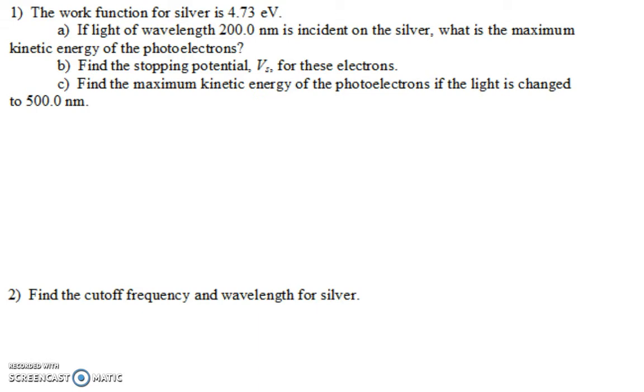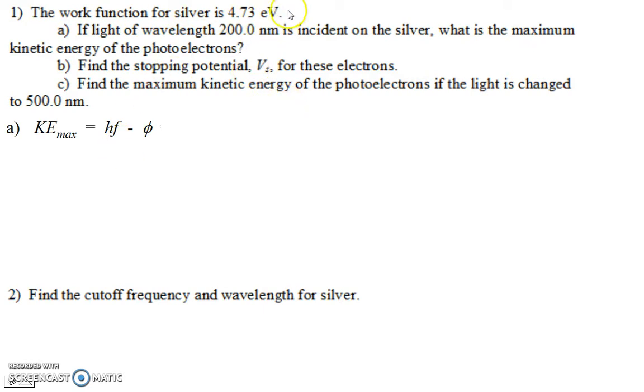Okay, so we only have a couple of equations to work with here. We're finding the maximum kinetic energy, and we're given the wavelength of light and the work function. So we know we're going to be using this equation, KE max equals hf minus phi, where phi, of course, is the work function, here given as 4.73 electron volts. Every different metal has a different work function, a different minimum energy to get electrons out.